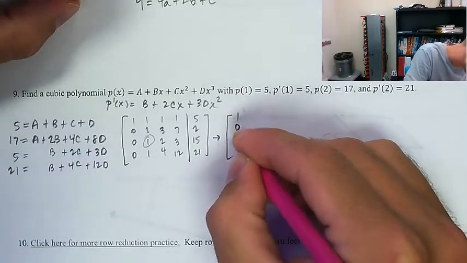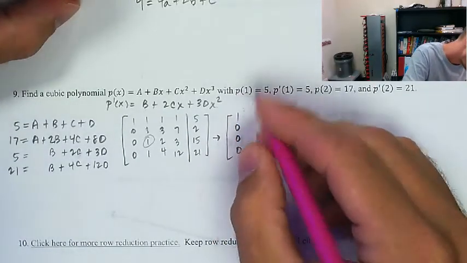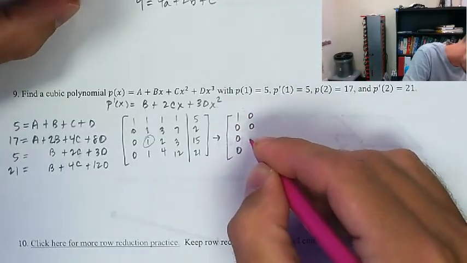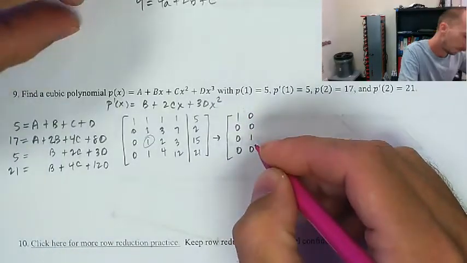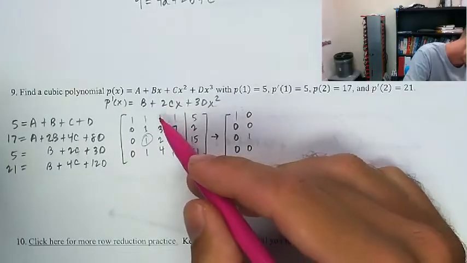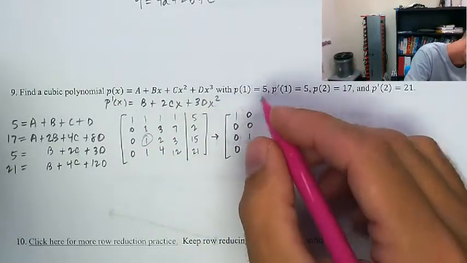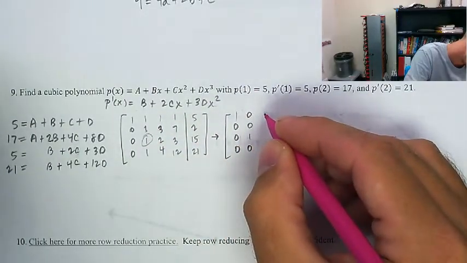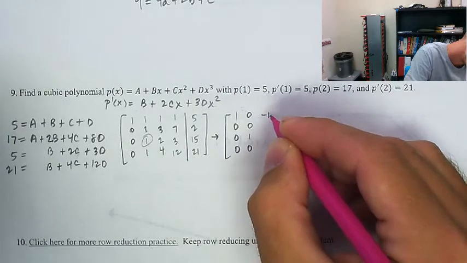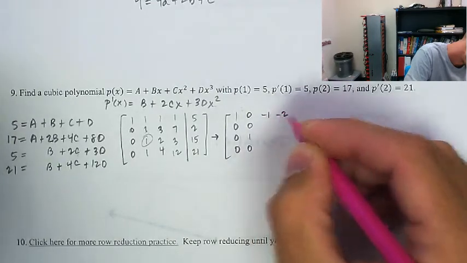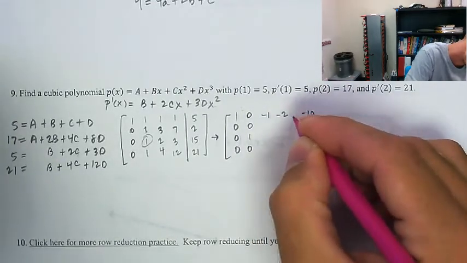So this is going to remain the same. I'm going to have that both be 0, and that one also eventually 0. So I'm going to take row 1 and I'm going to subtract row 3. Okay, so that'll be 1 minus 2 is negative 1, 1 minus 3 is negative 2, 5 minus 15 is negative 10.